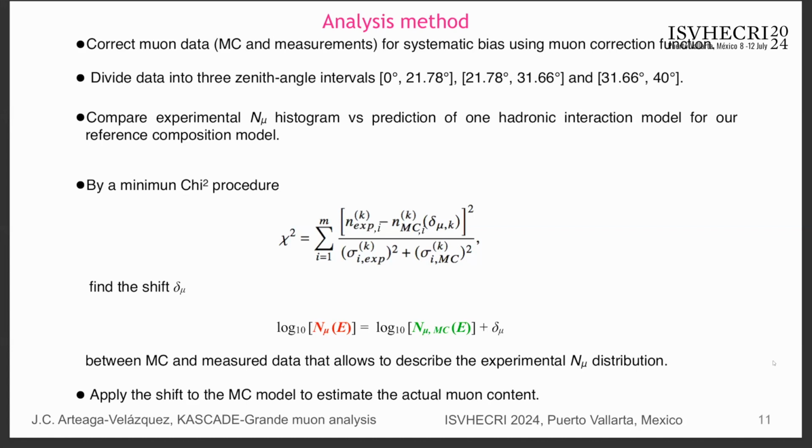So once you extract this quantity by using this chi-square method, you can apply it directly to your Monte Carlo simulations, and hence this gives you a better description of the data, so that can already be used to calculate the actual muon number.